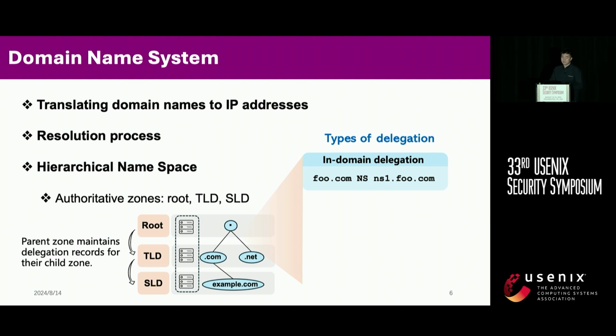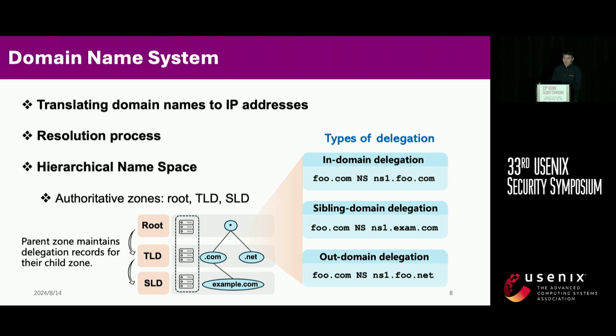First is in-domain delegation. You see in this example, the authoritative server for foo.com is under itself. Next is sibling delegation. The authoritative server for foo.com is under something called exam.com, but they're both under .com, the same top-level domain, so siblings. Finally, there is out-domain delegation. At this time, foo.com uses some authoritative server under foo.net, under a different top-level domain.